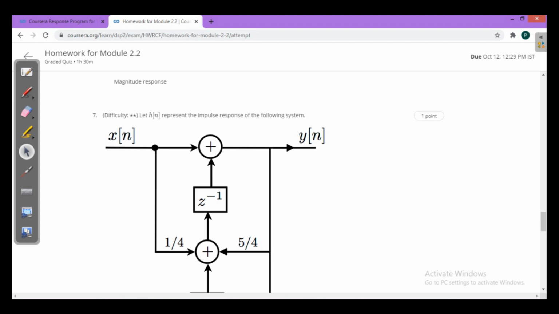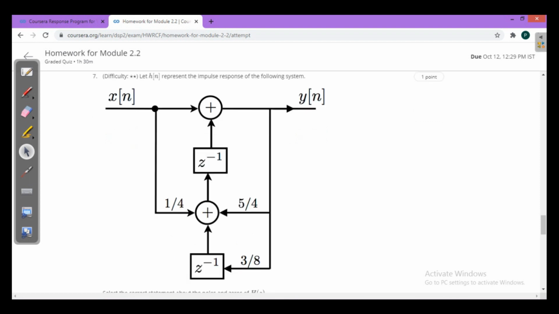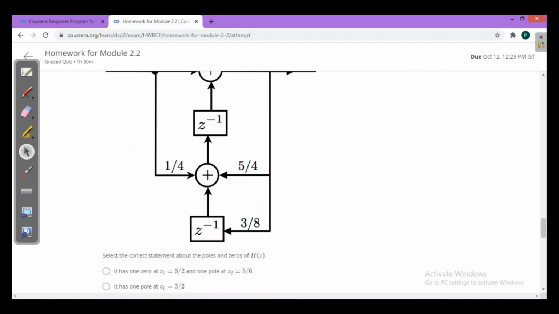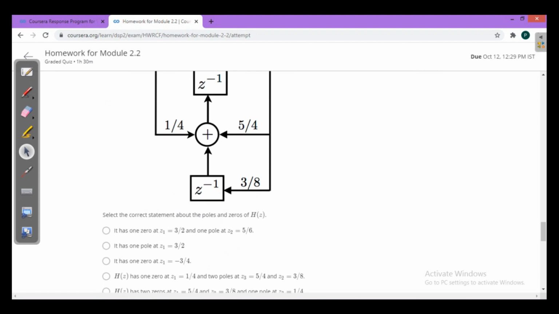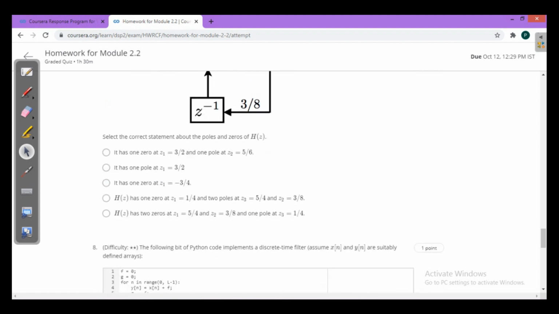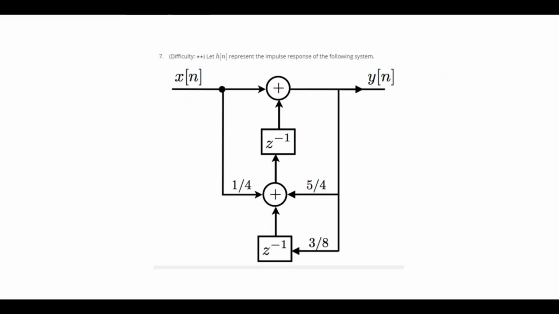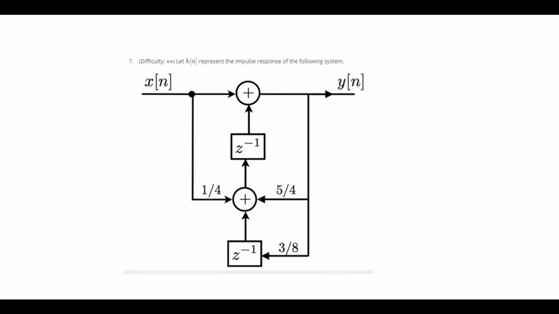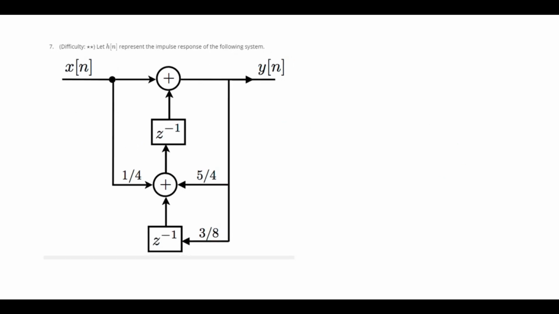Let h of n represent the impulse response of the following system. Here we have the system in direct form 1. Select the correct statement about the poles and zeros. So for that, here is the system given in the direct form 1.